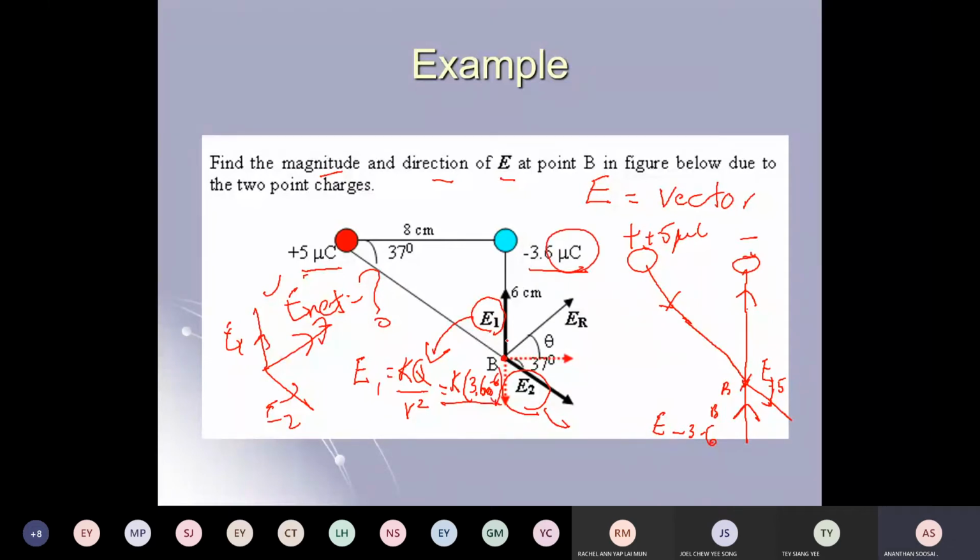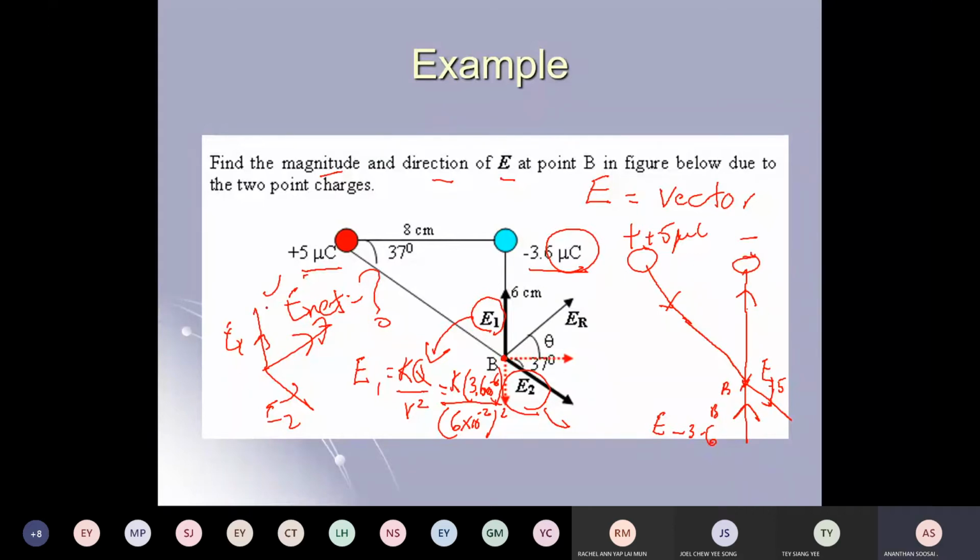And divide by R squared, use what? 6 centimeter. So 6 times 10 to the power of negative 2, changed to meter squared. So you get E1. E1 magnitude, you get upwards. So you can get E2 also the same way. For E2, you choose the positive charge.